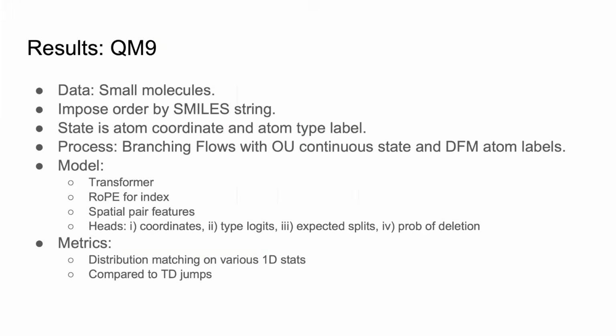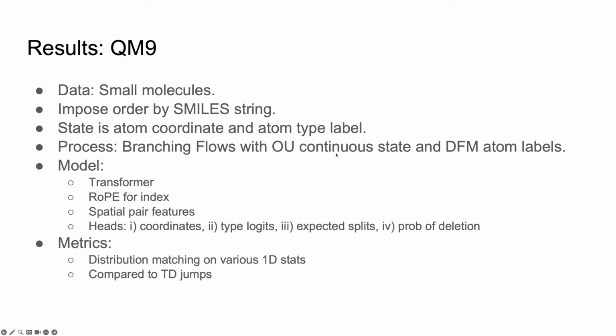So that's the toy example, right? We worked with three real examples. QM9 is still a little bit of a toy example. They're small molecules. They're not intrinsically ordered, but we impose an order on the atoms using the SMILES string, and we insert the hydrogens within the sequence so that the training target order makes sense to merge. And the state is an atom coordinate and the type label.